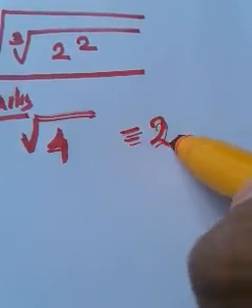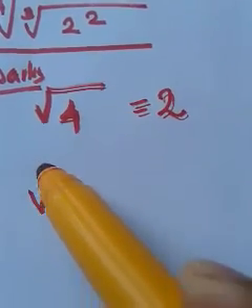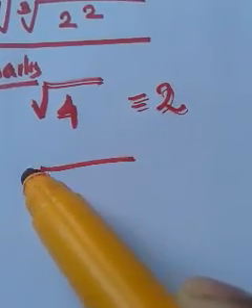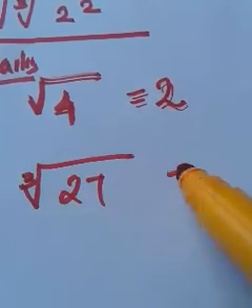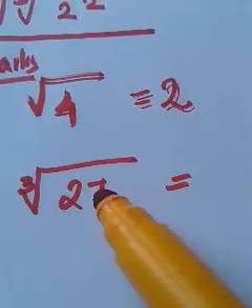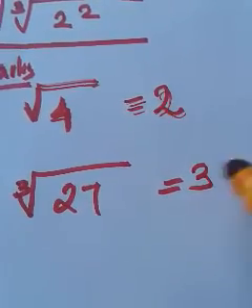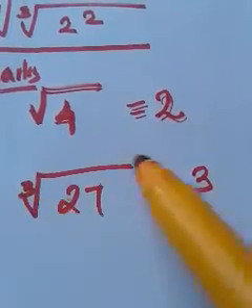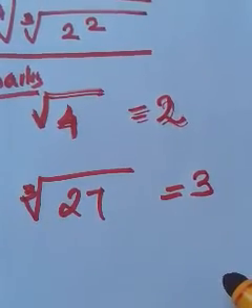The square root of 4 is 2. It is very simple. And can you tell me the value of the cube root of 27? What do you mean by cube root? The cube root of 27 is 3. Why? Because 3 into 3 into 3 is 27. That is the cube root of 27, which is 3. You may have understood.